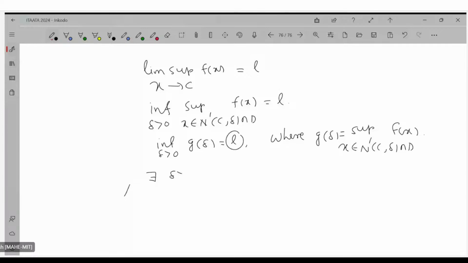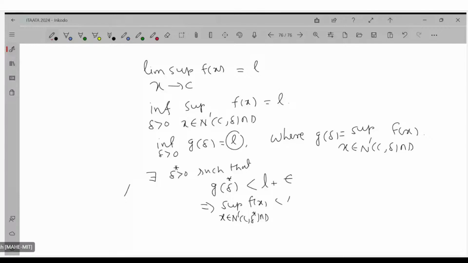G of delta will be less than L plus epsilon, correct? G of delta will be less than L plus epsilon. So that means the supremum of the set Fx for this particular delta, let me write it as delta star, the supremum of the set in C delta star intersection D will be less than L plus epsilon.